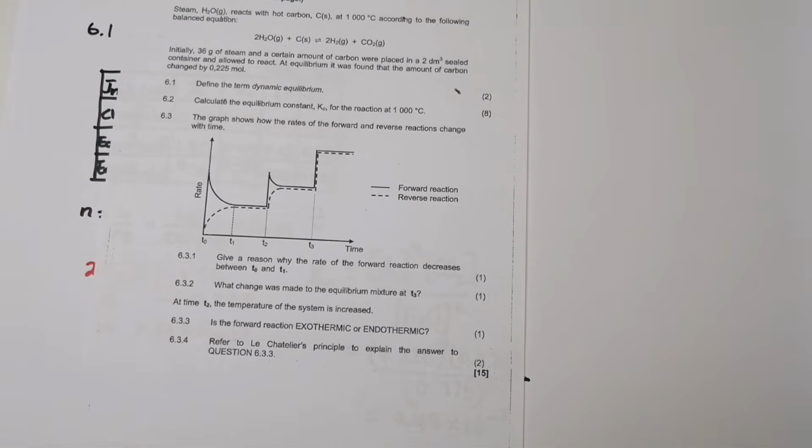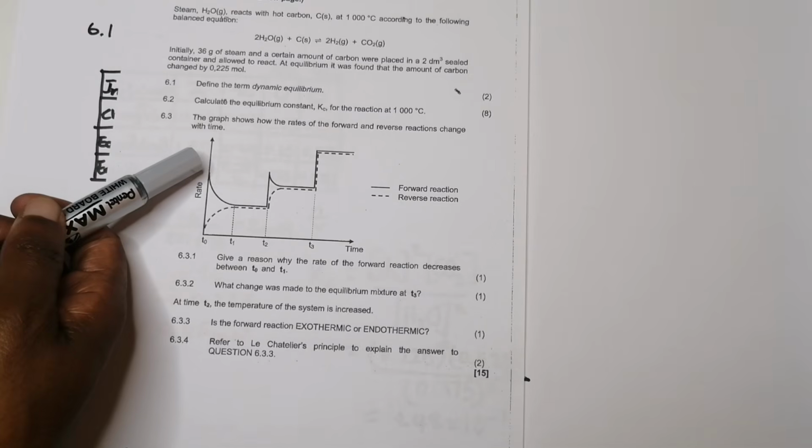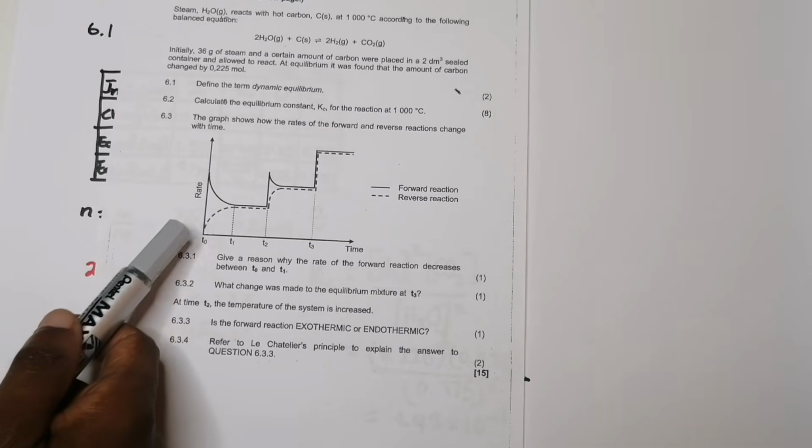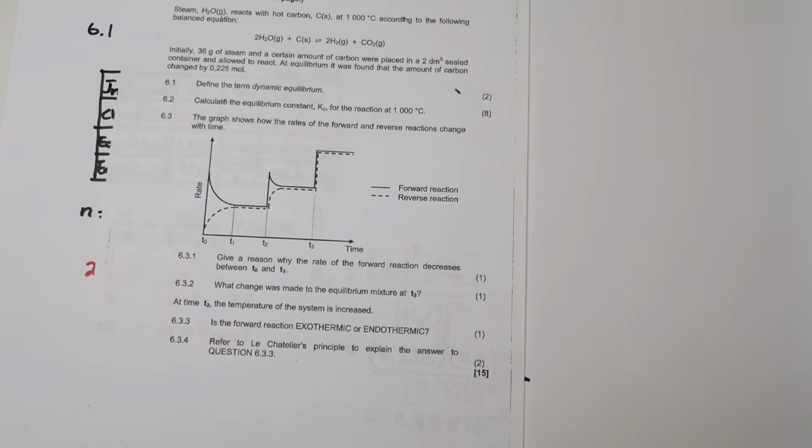So they gave us the graph. They say the graph shows how the rate of the forward reaction and the rate of the reverse reaction change. Now they say give a reason why the rate of the forward reaction decreases between T0 and T1. I want you to note there's the forward reaction there, and this tells you it's the reverse reaction. Can you guess why that is the case? Think about it.